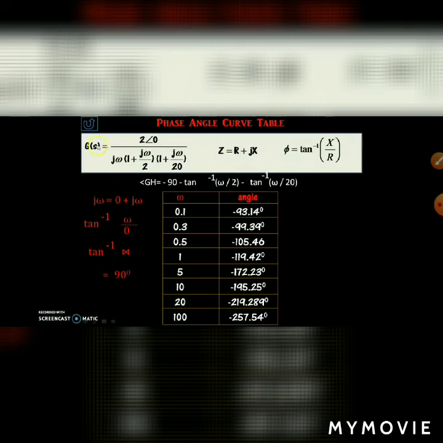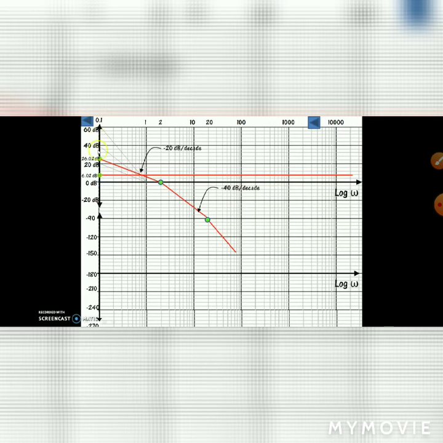Sorry, we drew the magnitude plot. Similarly, we go for the phase angle plot. So these are some of the values which we got from the phase angle plot table. You can cross verify the values. So draw a rough, freehand line. So that is the Bode plot, magnitude and phase angle plot.